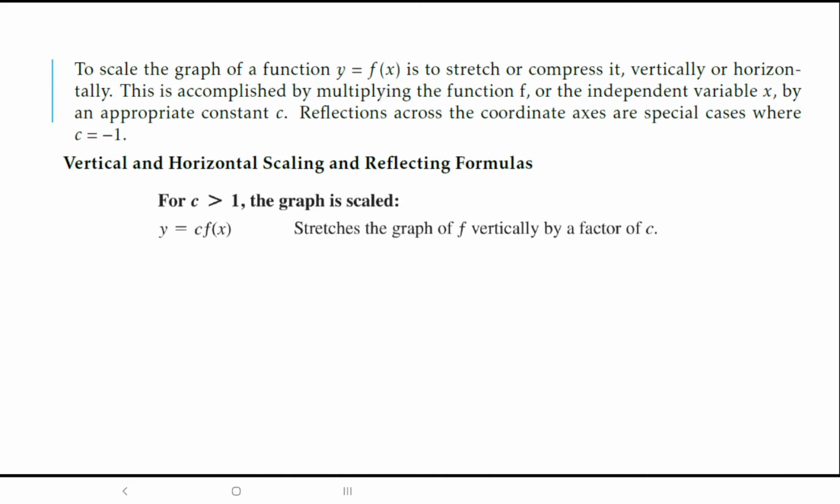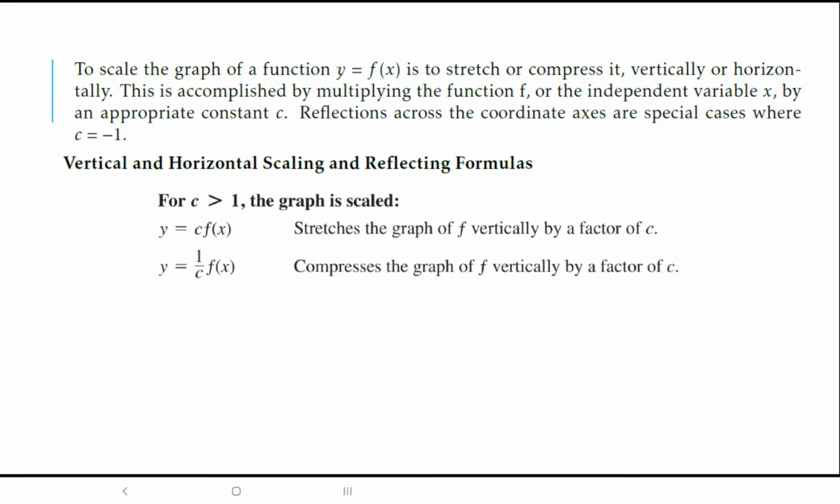Okay, so first is when c is positive. So when c is positive and minultiply mo siya sa labas ng function, ang nangyayari ay nag-i-stretch yung graph natin vertically by a factor of c. Kasi nga, bawat function value natin ay mamumultiply dun sa c na yun. And since c is greater than 1, tataas yung function value natin. Okay, nagkakaroon tayo ng vertical na shift.